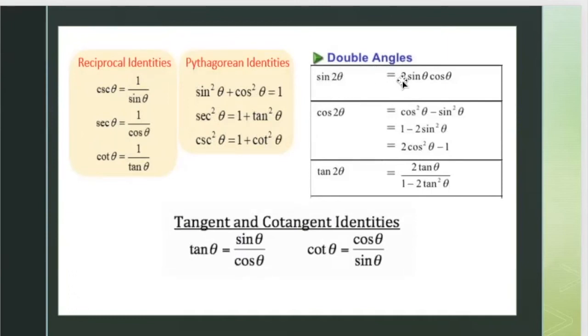Sine 2 theta is equal to 2 sine theta cos theta. Cos 2 theta is equal to cos square theta minus sine square theta. And cos 2 theta is 1 minus 2 sine square theta, or 2 cos square theta minus 1. Tan 2 theta is equal to 2 tan theta over 1 minus tan square theta. Also, tan theta is sine theta over cos theta, and cot theta is cos theta over sine theta, and some persons know it as 1 over tan theta.